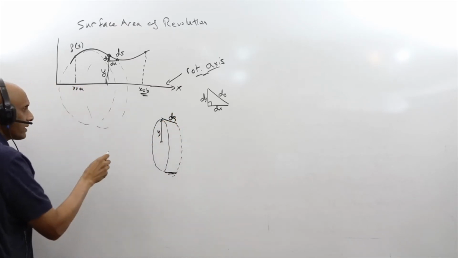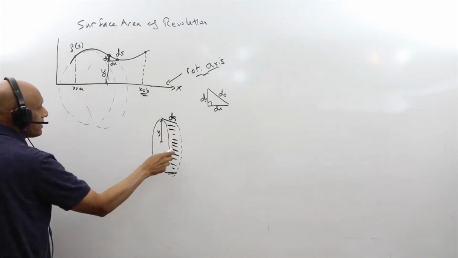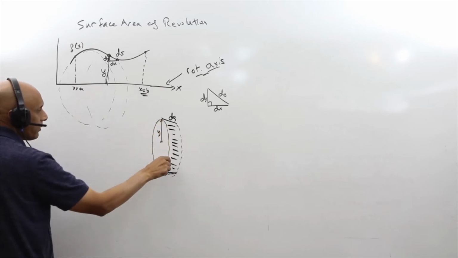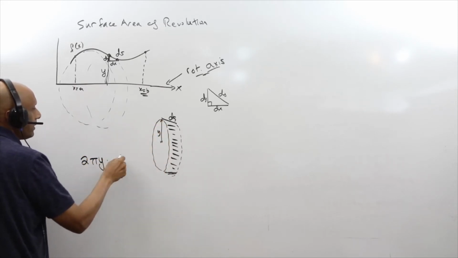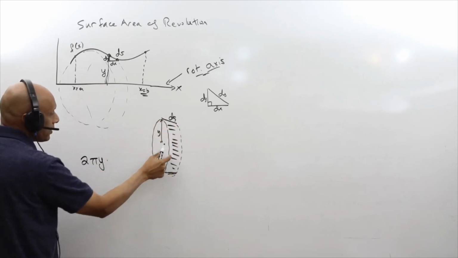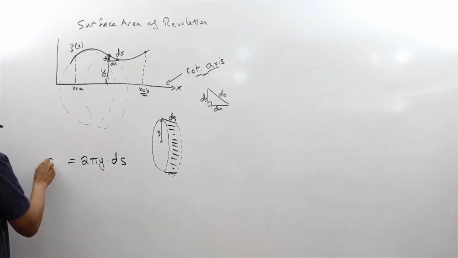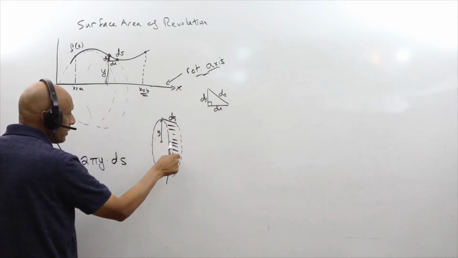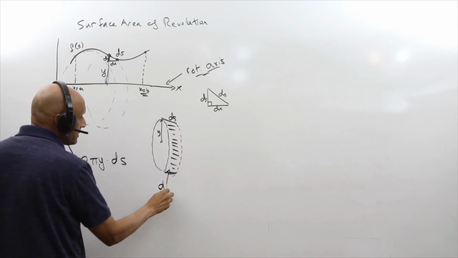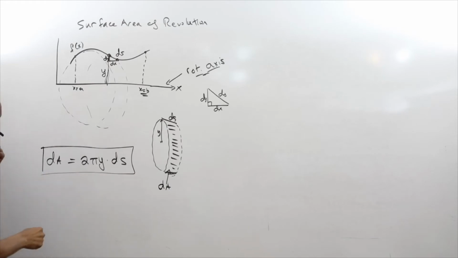So the surface area element consists of this perimeter, which is 2 pi y, times the length that's being rotated, ds, which is equal to the differential in the area. So this ribbon area element, I'm going to call it dA. So this is our differential equation that we're going to deal with.